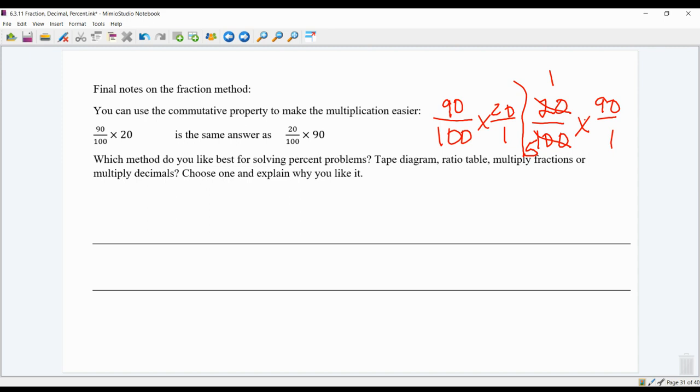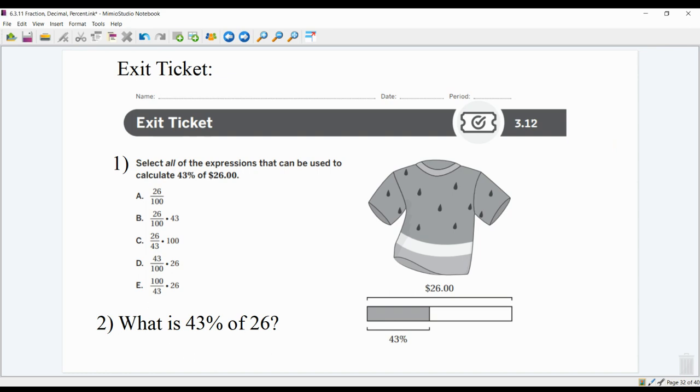So now you choose what method you like best. Do you like the tape diagram, which is kind of like the double number line? Do you like a ratio table? Do you like multiplying fractions? Or do you like multiplying decimals? I want you to pick one and explain why you like it. And then I do have an exit ticket, so you could try that. Good luck.